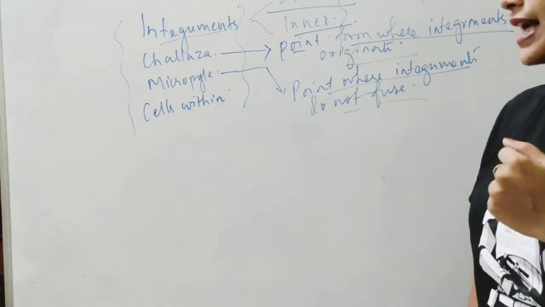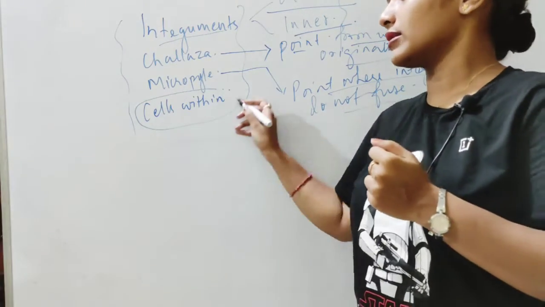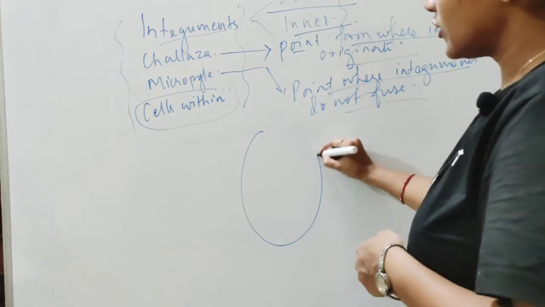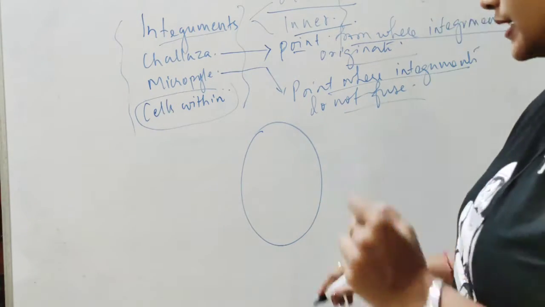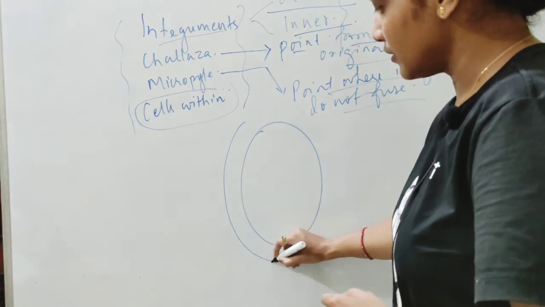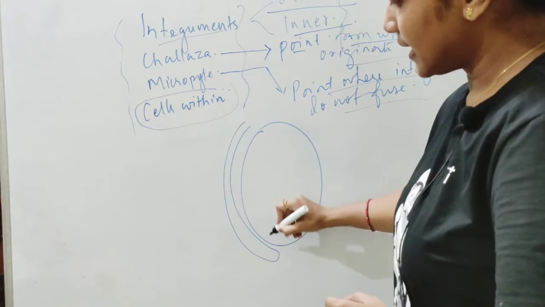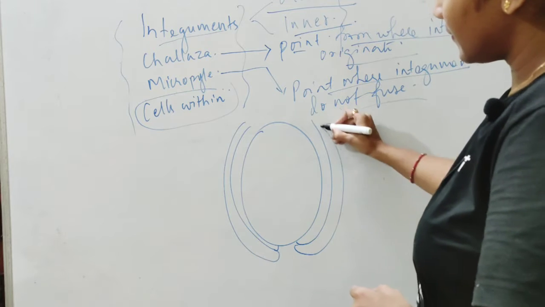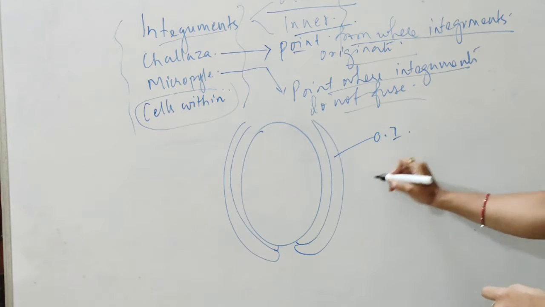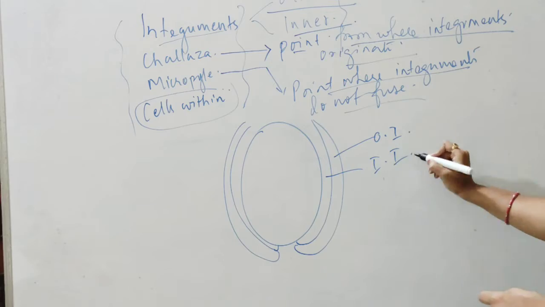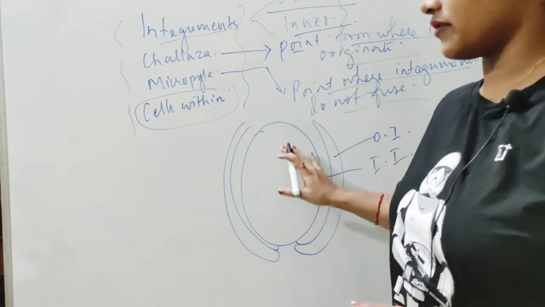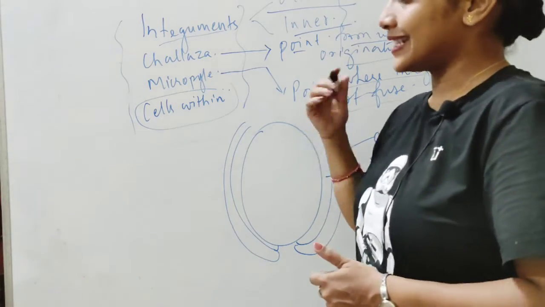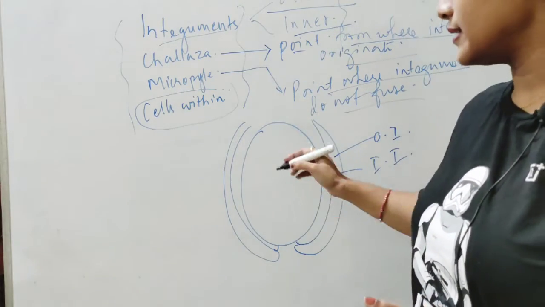Now we will see the cells that lie within. If this is the structure of an ovule, I repeat, if this is the structure of an ovule, then I can fairly say this is the outer integument, this is the inner integument, and then this is the whole of your embryo sac.